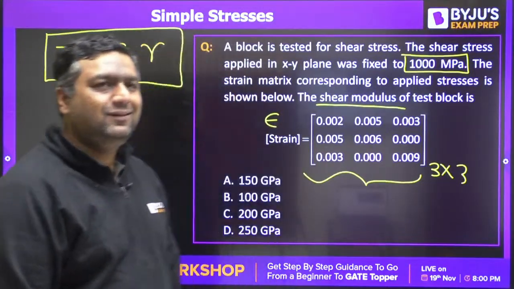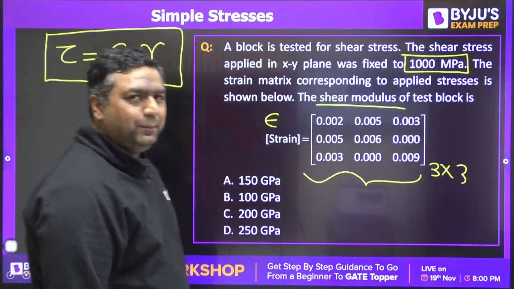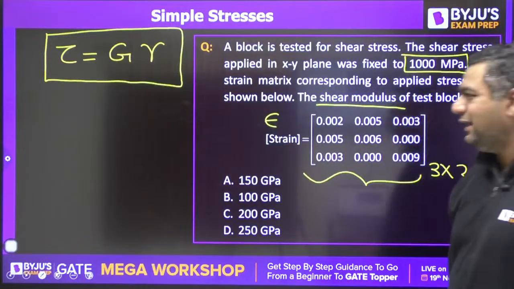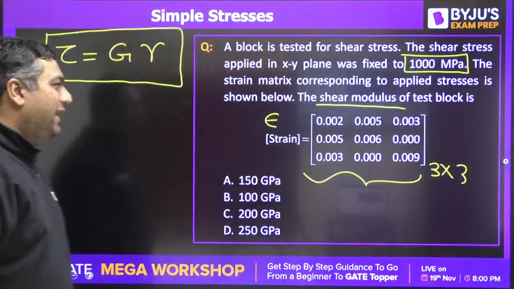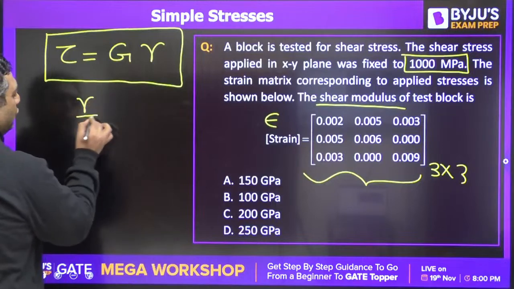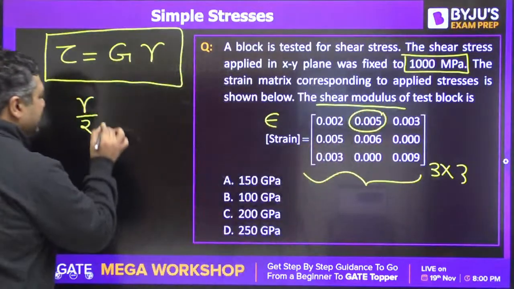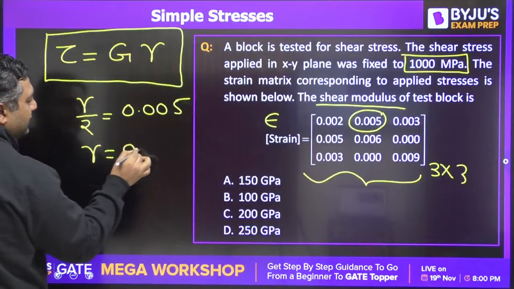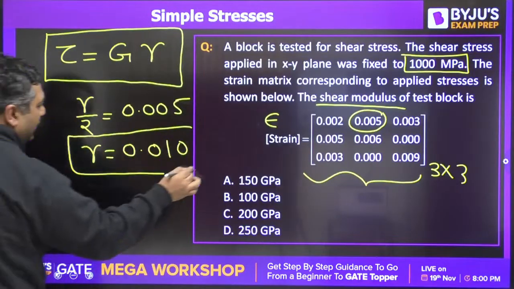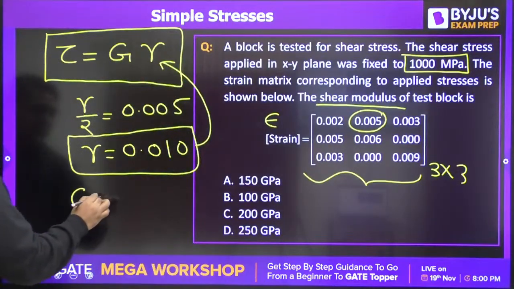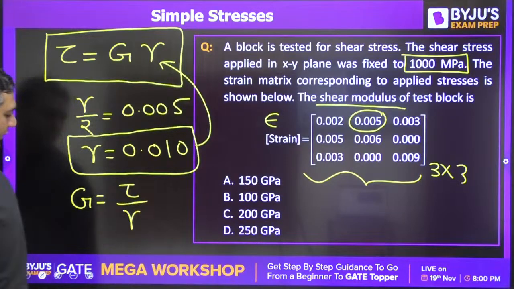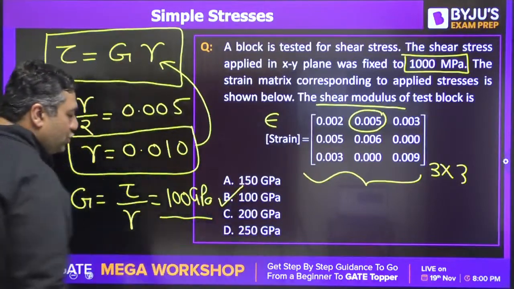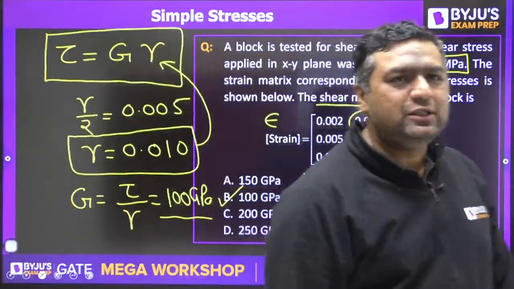Jabir is saying B. What about others? Aditya, B. Nora Fatehi also is saying B. Vineet is saying B. Kiran is saying B. So guys, I feel you understand here gamma by 2, because this term is gamma by 2. This is nothing but 0.005. From here we can write gamma is 0.010. If you put this value here, G would be tau by gamma. So the answer will be 100 GPa. So the answer for this question is B.